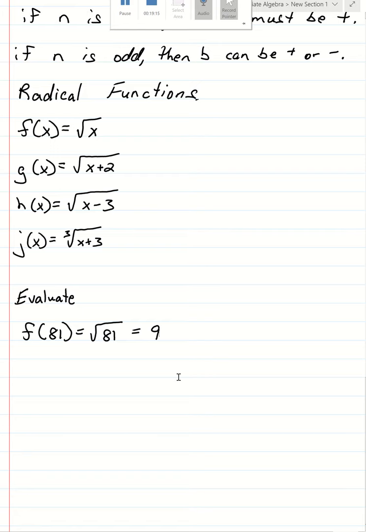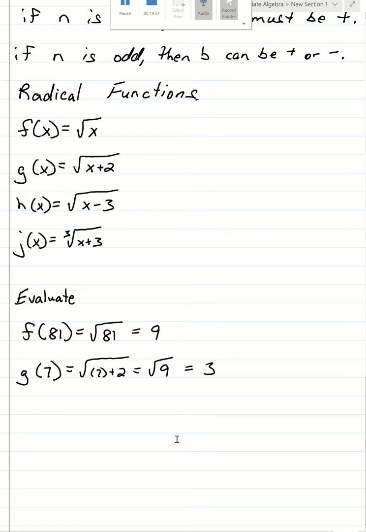What if I asked you to evaluate, let's say, g of 7? According to the function g of x, I am taking the square root of x plus 2. So I would have to take the square root. I'm going to plug in my number 7 plus 2 more. Since 7 plus 2 would give us now the square root of 9, and of course, the square root of 9 would be 3. We are evaluating our function where I give you the x value.